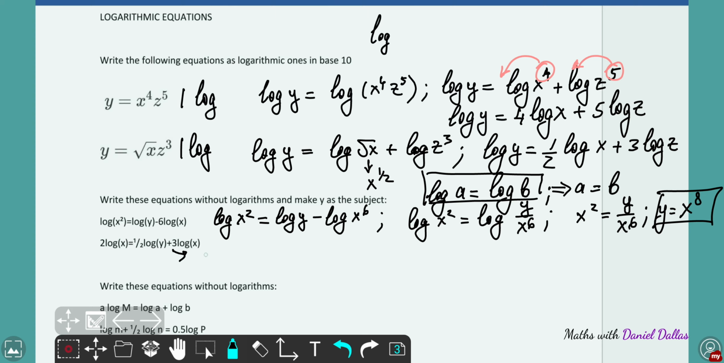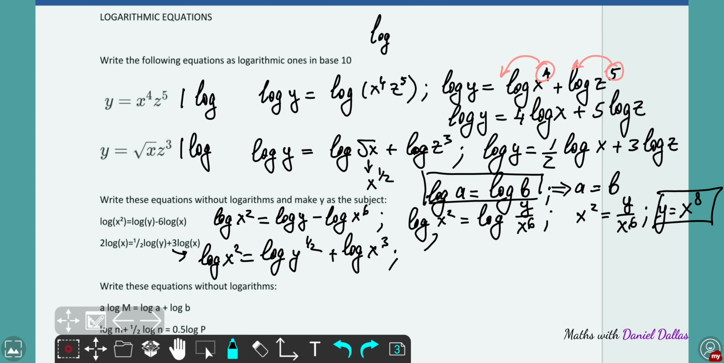We've got 2 log x, so I just lift up the 2 as the power, and we'll get log x squared, which will be equal to 1 over 2. We again lift it up as the power, and we'll get log y to the power 1 over 2. And 3 we also lift up, so we will have log x cubed. Alright, and now we again use the properties and try to combine log y to the power 1 over 2 and log x cubed, using the rules for the sum.